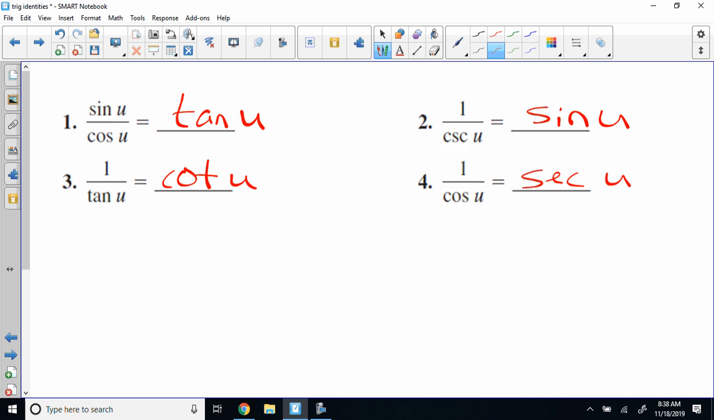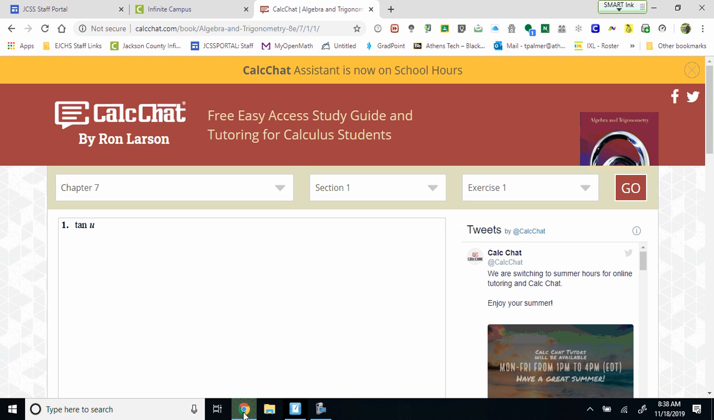Before we do this, I wanted to show you something because I referred to it earlier. I'm going to have this link up on Canvas. And it's Chapter 7, Section 1, Exercise 1. What did they get? Tangent u, right? This was just one answer, just a boom. There wasn't anything to work out. But as we progress along, the ones that do need to be worked out, it'll work it out.